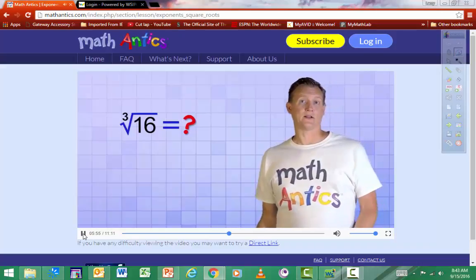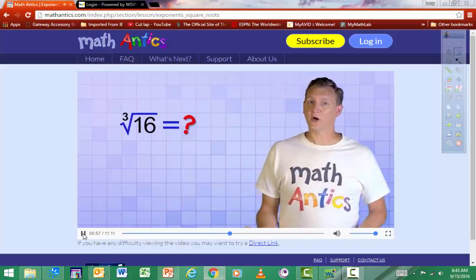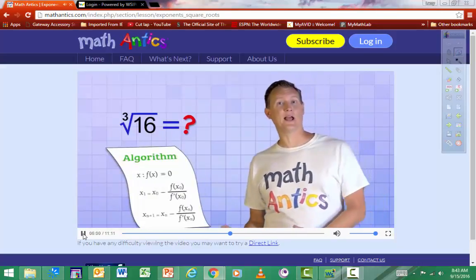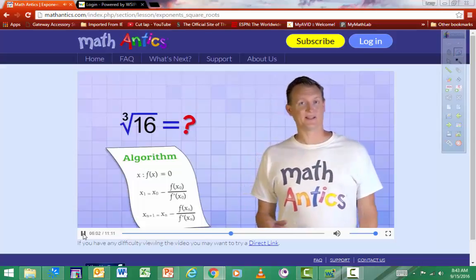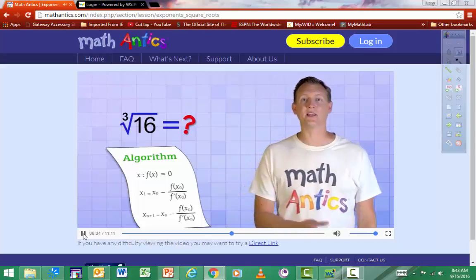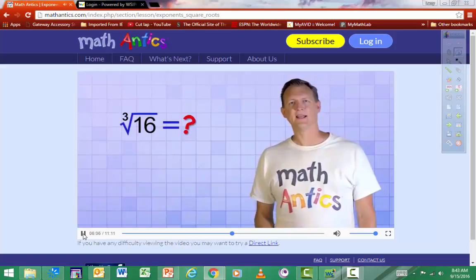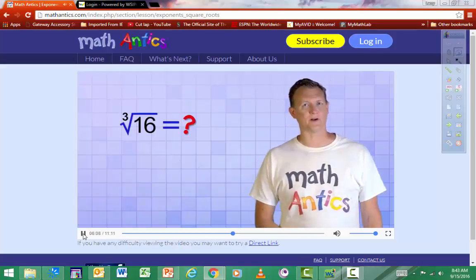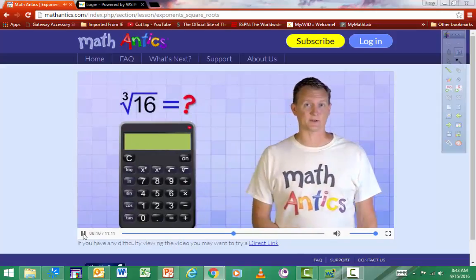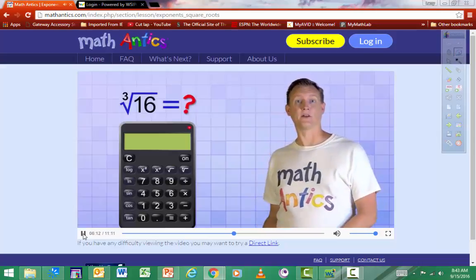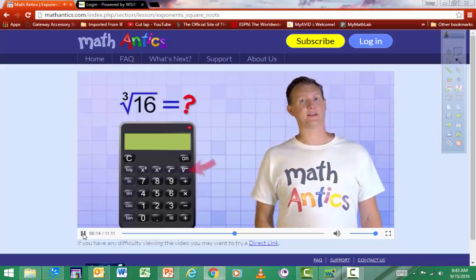So how do we calculate a root like this? Well, there are special algorithms that you can use to calculate just about any root, but they're kind of complicated, so we'll save those for a future video. Instead, I'm going to use a special root function on my calculator to get the answer. And on my calculator, the button for that root function looks like this.